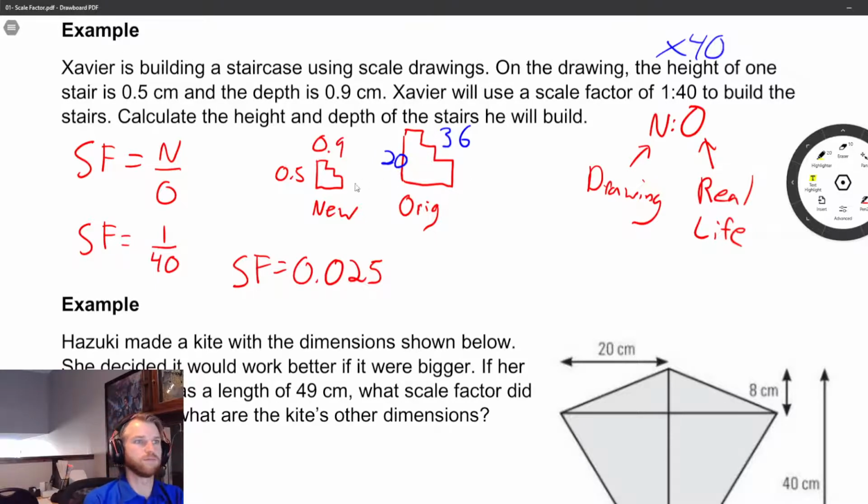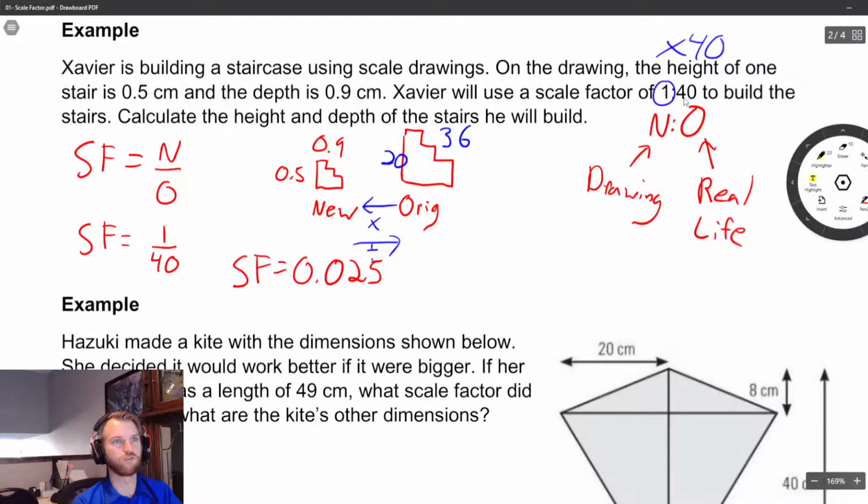So you can either go the route of finding your scale factor and then knowing that if you're going from your original to your new, you're going to multiply by your scale factor. But in this case, we are going from our new to our original. We had our new measurements, we're going to our original, so in that case, we need to divide. So you can either find your scale factor, get into this decimal form, and then figure out if you're multiplying or dividing. Or if you were looking at this and you have a good understanding of what this number means, it means your drawing is going to be 1 and your real life is going to be 40 times bigger than that. And so you could multiply by 40 here. Either way is going to get you the right answer.